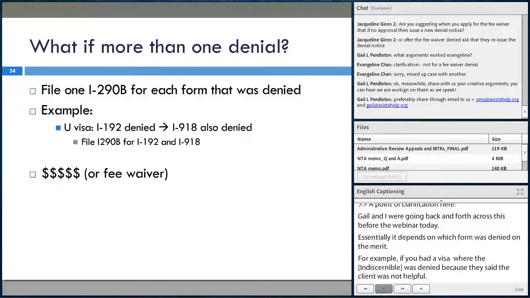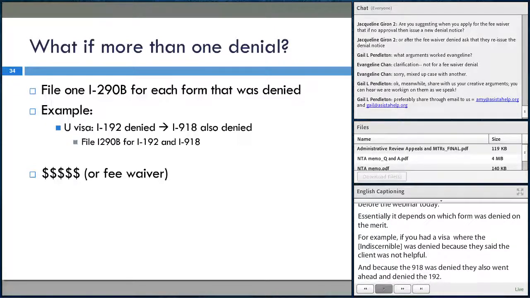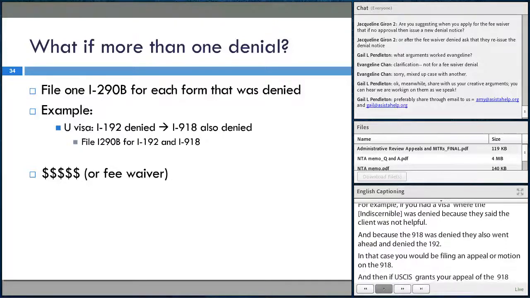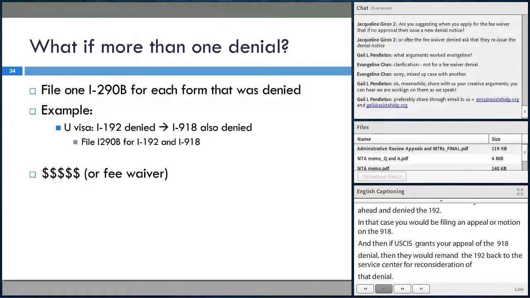Generally, we recommend an appeal on the I-918. And then historically, the practice at USCIS has been that if USCIS grants your appeal of the 918 denial, then they would remand the 192 back to the service center for reconsideration of that denial at the same time. And so you wouldn't have to file a separate 290B on each of the ancillary forms.